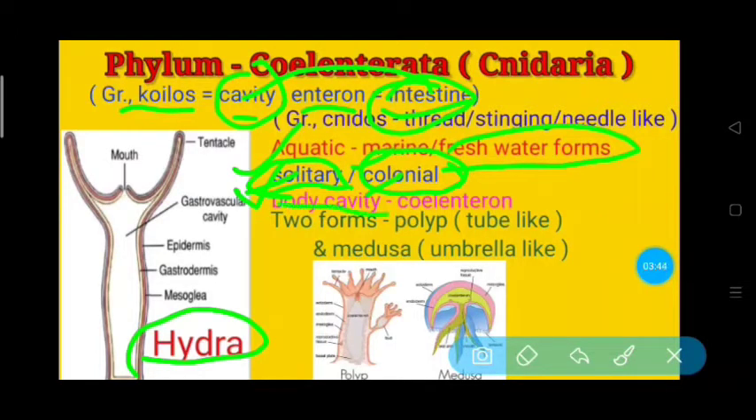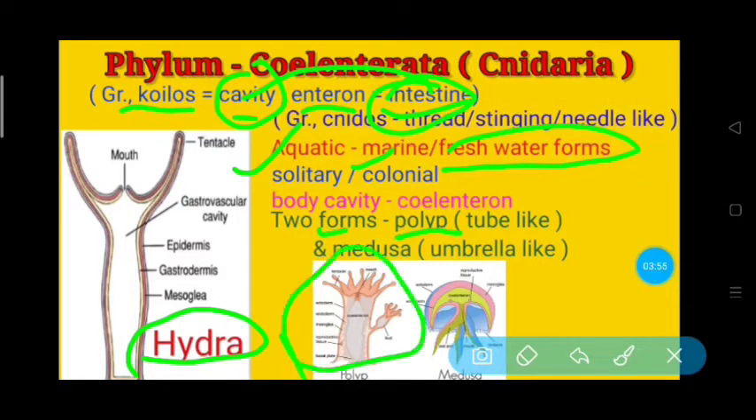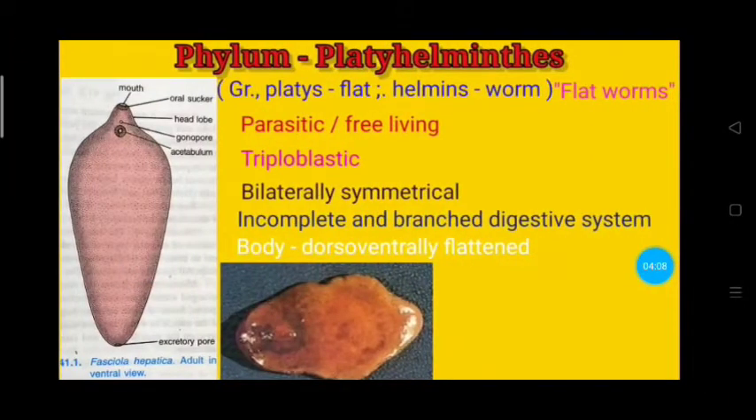Body cavity is called coelenteron, and these organisms are found in two forms, polyps and medusa. Polyps means tube-like and medusa means umbrella-like coelenterates.